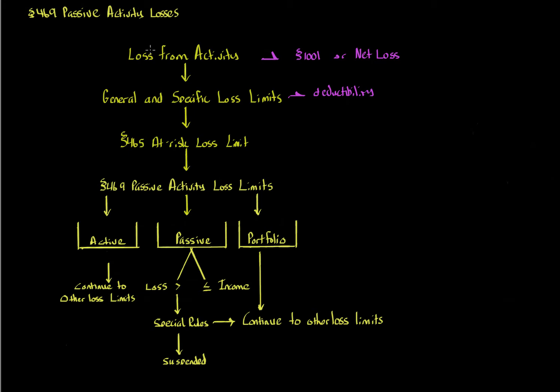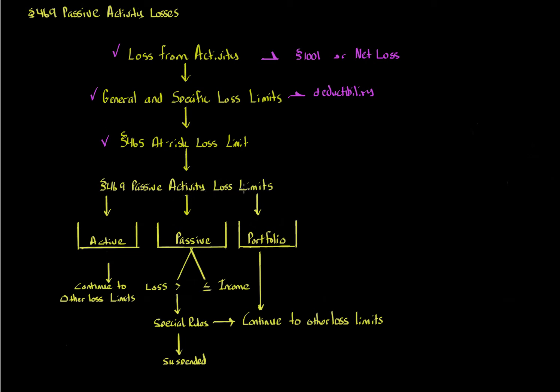So once we have a loss, and once we go through the general and specific loss limits and we're still good, we can still potentially take the loss. We then go through the Section 465 at-risk loss limitation rules. There's a previous discussion on that topic, and I really encourage you at this point, if you haven't looked at it, to stop and look at that video, because you do need to look at this in a certain order. Once you go through the Section 465 at-risk loss limitation rules, the next stop is that you then consider the Section 469 passive activity loss limits.